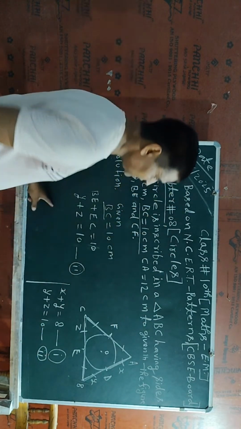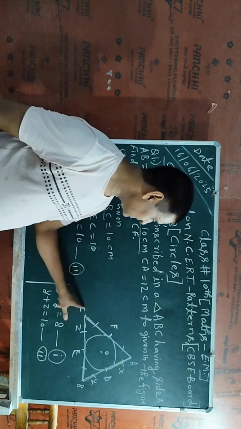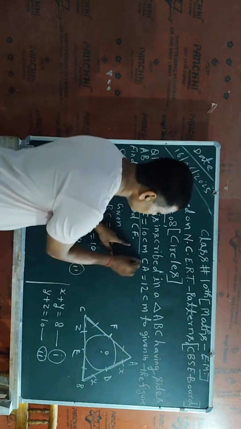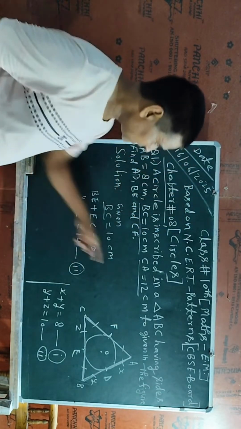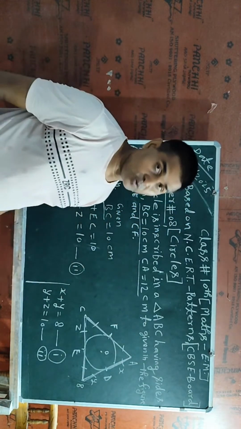Okay. Similarly, I will get the value of AC, that is also given. The length of AC is 12 centimeter. So this length and this length I will add. After adding, I will get another equation. Okay.